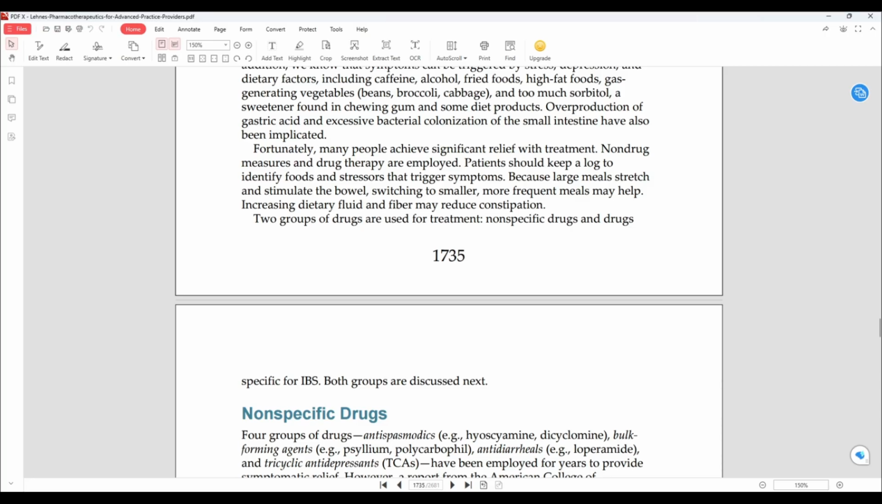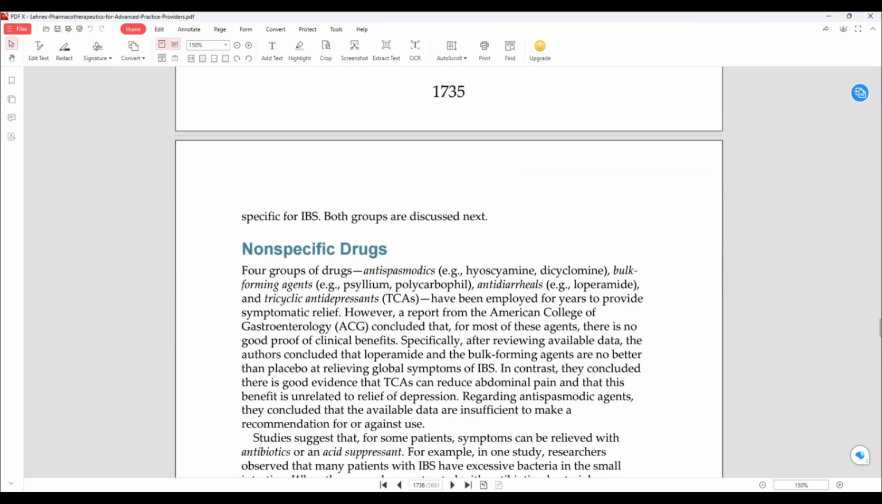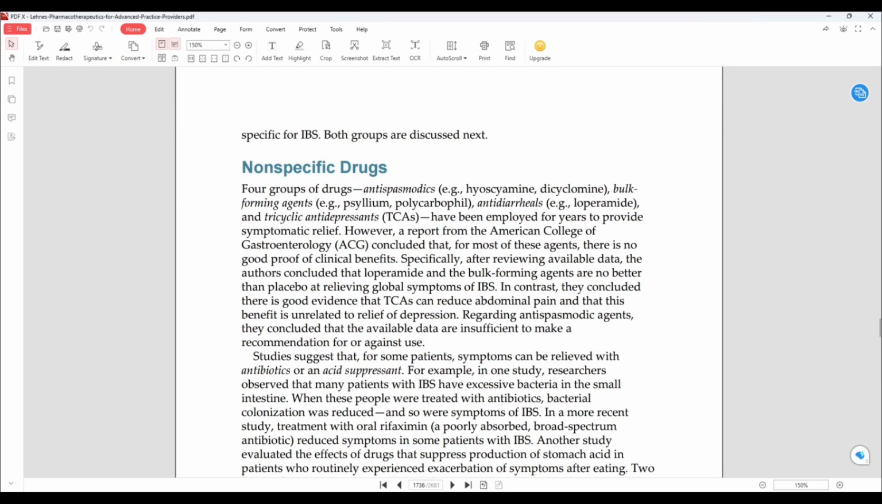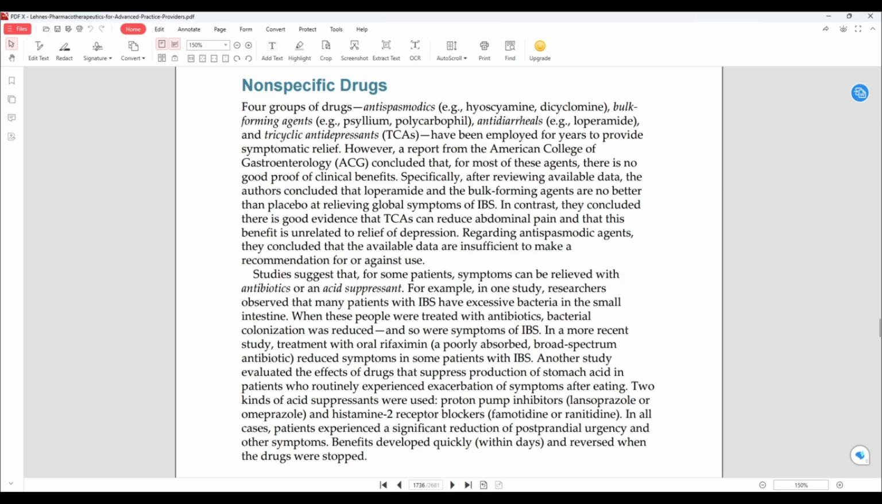Two groups of drugs are used for treatment: non-specific drugs and drugs specific for IBS. Both groups will be discussed here next, the first being the non-specific drugs. There are four groups of drugs: antispasmodics, bulk-forming agents, antidiarrheals, and tricyclic antidepressants. All have been employed for years to provide symptomatic relief.